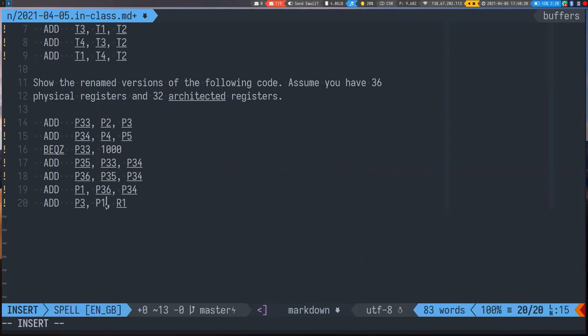And what is R1? Where do we compute R1? We computed it on this instruction. Oh, it's now P36. Okay, so pretty easy. All right. Questions on how this works?